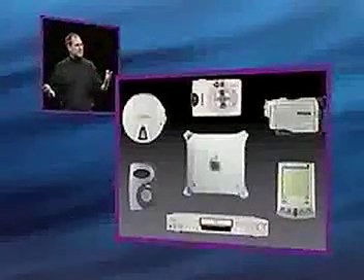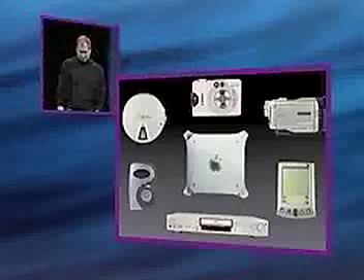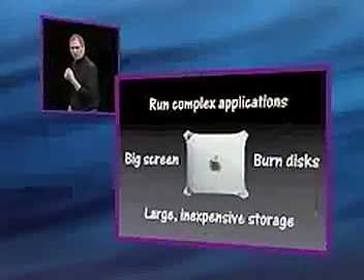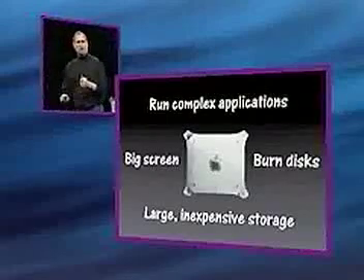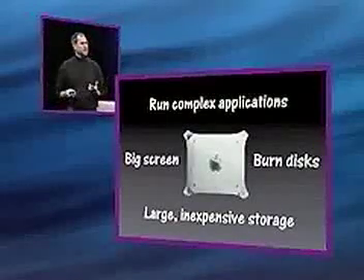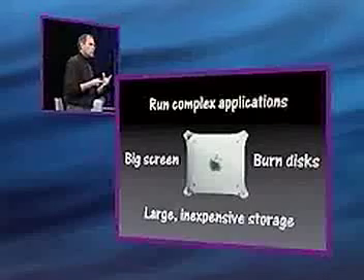Now, how can the PC add such value? Why? Well, for a few reasons. One, because it can run complex applications. These devices can't. They don't have enough horsepower. Two, because the PC's got a big screen on it. That doesn't just mean you can see more information. It means we can make much better user interfaces. Most of these digital devices have pretty brain-dead UIs. We can burn disks, as we've seen with CDs and now DVDs. The digital devices can't do that. And we have large, inexpensive storage.